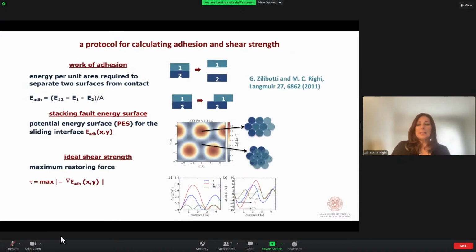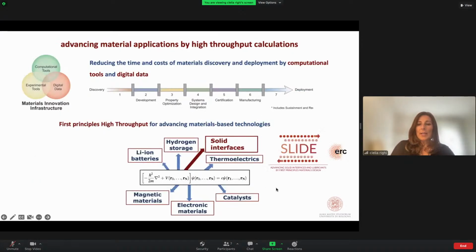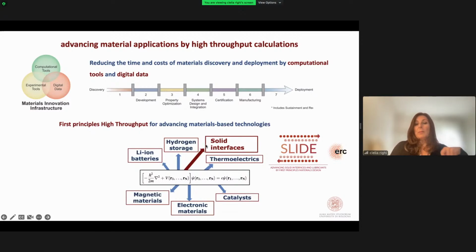Okay, so this is the idea of high-throughput calculations, and they have been applied successfully for designing materials for many applications, from hydrogen storage to catalysis. And what we want to do is to apply high-throughput screening of solid interfaces, in particular for tribological applications. So this is one of the aims of the ERC project slide that you mentioned.